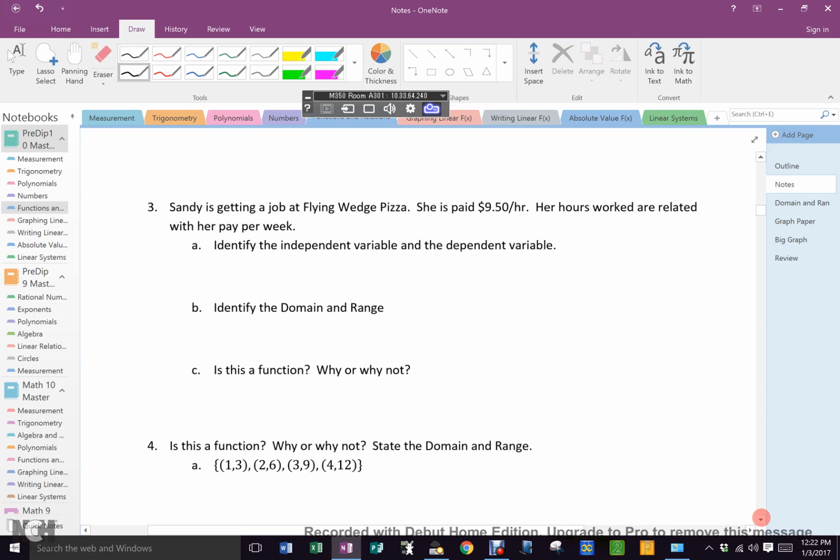All right, so here we go. What are the two things that Sandy is counting in her job? Hours she works and how much she's paid. Everyone agree? So my two variables, the two things that I can count that I can change are hours and wage, right? One of them is independent, one of them is dependent. Which is which?